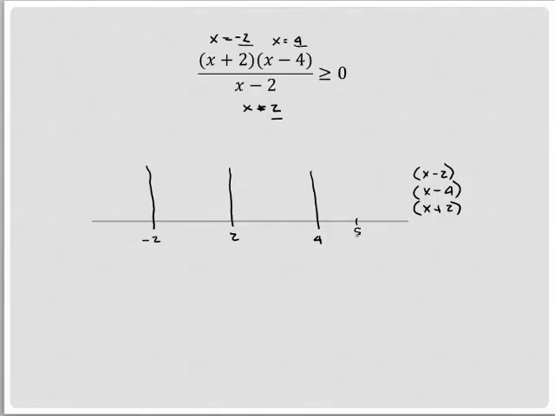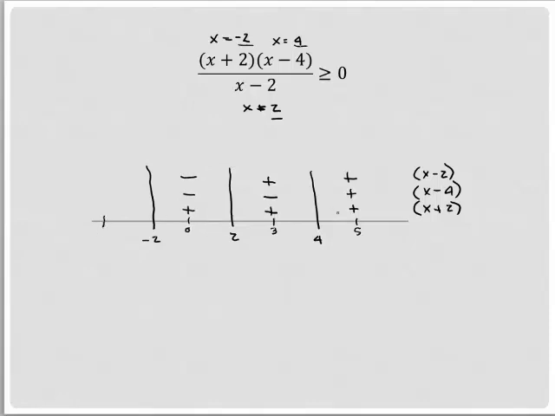Okay, if I use 5, random number, 5 plus 2 is positive. 5 minus 4 is positive. 5 minus 2 is positive. Okay, between 2 and 4. Okay, if I use 3, 3 plus 2 is positive. 3 minus 4 is negative. 3 minus 2 is positive. Okay, between 2 and -2. Oh, my favorite number. Yay! 0. 0 plus 2 is positive. 0 minus 4 is negative. 0 minus 2 is negative.